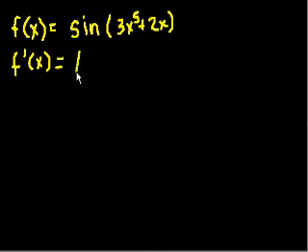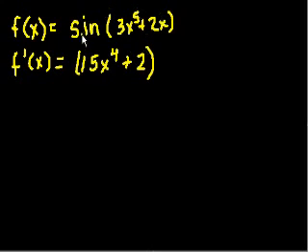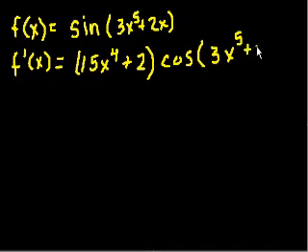Well, that's just 5 times 3 is 15 x to the fourth, right? Plus 2. And then we take the derivative of the larger function. In the last presentation, we learned the derivative of sine is what? It's the cosine. So it's times the cosine of this expression right here, 3x to the fifth plus 2x. Pretty painless, no? Let's mix it up even more.